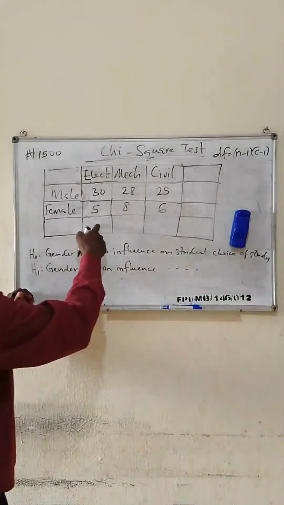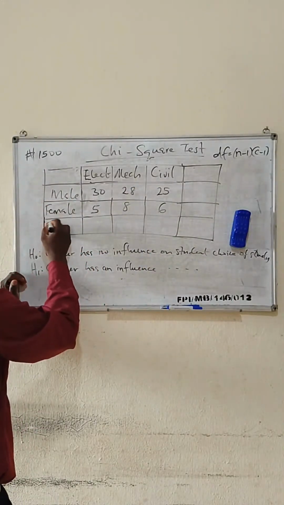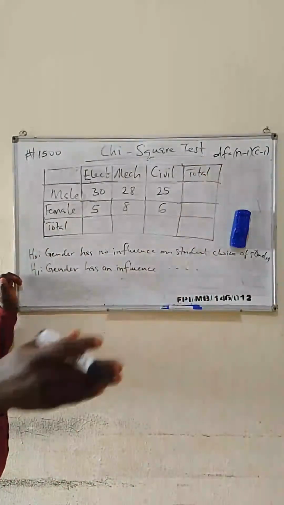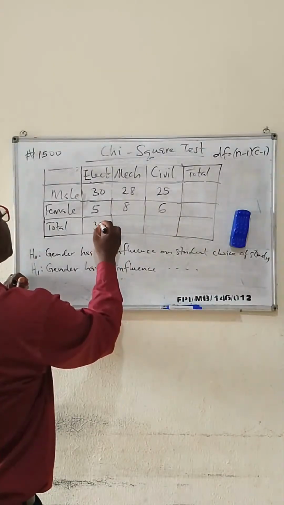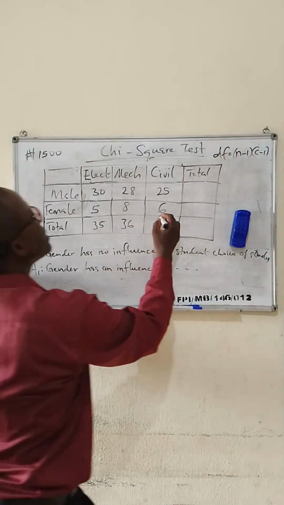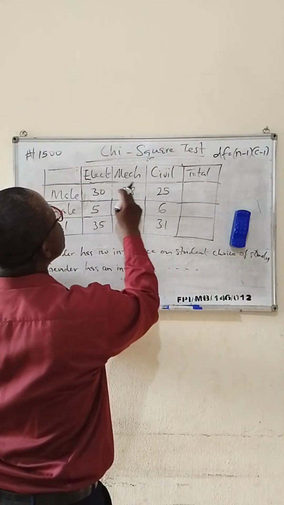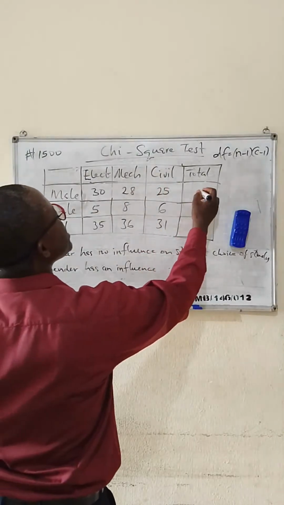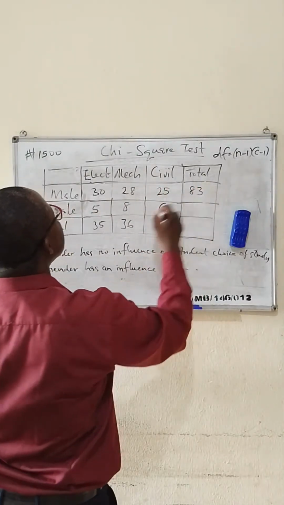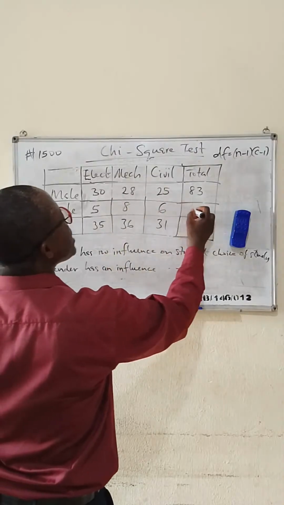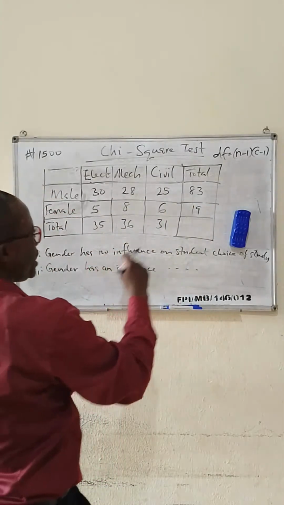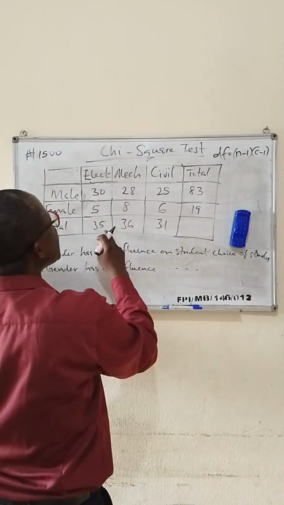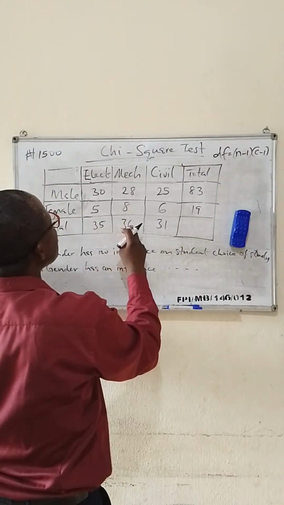But then, in the solution, this is the problem given. You are going to do the total to calculate the expected. The expected is going to be calculated in a different way. Total of this, 35. Total of this, 36. Total of this, 31. Then we do this total also. 55, 75 plus 8, that is 83. 11 plus 8, that is 19. Okay, then we sum this and get it here, or sum these three and get it here. It's the same thing. Okay, 90 plus 12, 102.